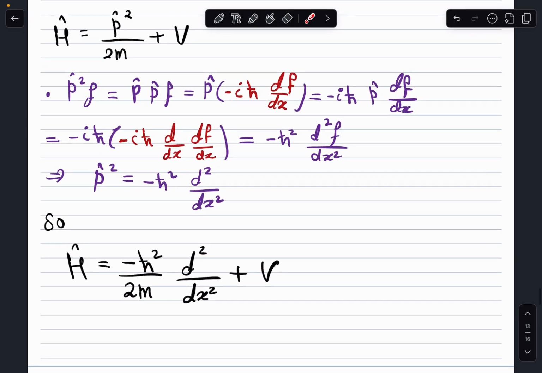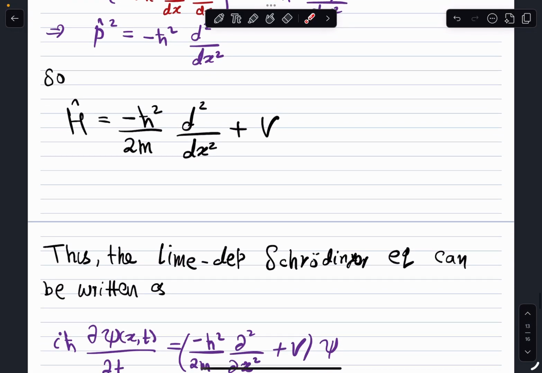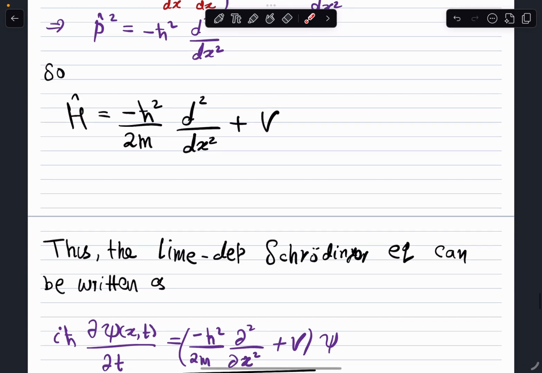So we conclude that the Hamiltonian operator can be written in this form: minus h bar squared over 2m times the second derivative operator, plus V. This is a very important operator in quantum mechanics. It's the Hamiltonian operator. That means we can rewrite the time-dependent Schrodinger equation as follows.